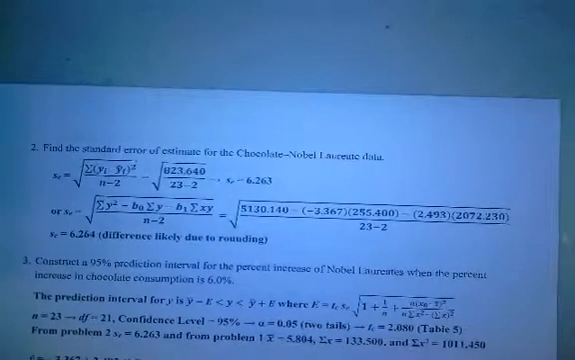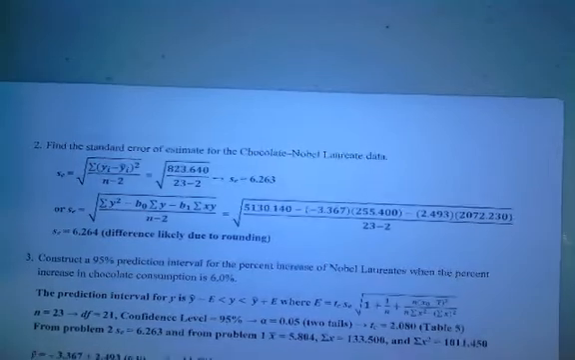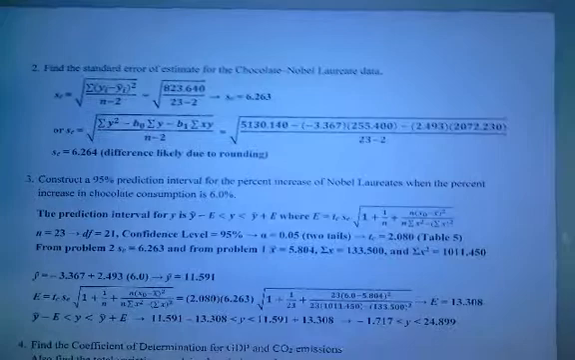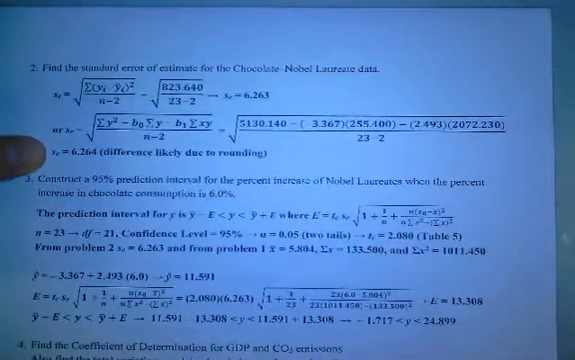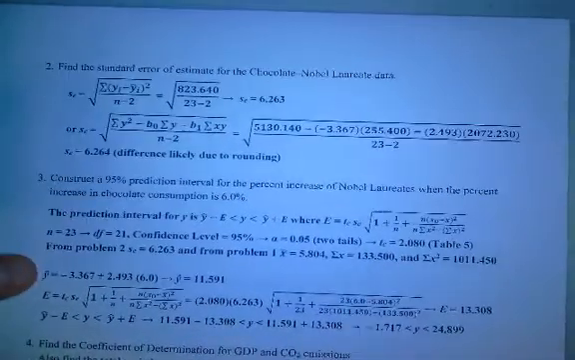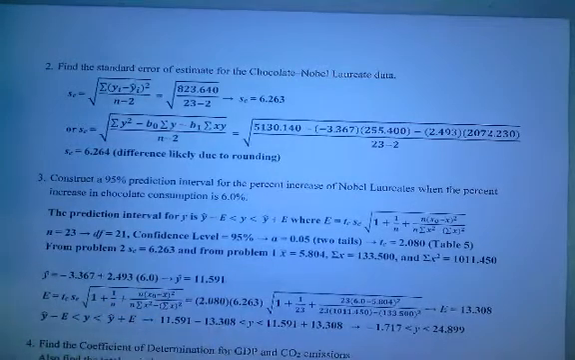Now, up here we found the standard error of 6.263 from problem 1. We already had, from previous problems, the mean, the sum of the x's, and the sum of the x squareds. So please note, I can't do my margin of error unless I've already done my standard error estimate. So here's my equation again for the chocolate and Nobel laureates. I plugged in my 6 for the 6%. 11.591 is what my predicted value of y is. So that will be my point estimate for my interval.